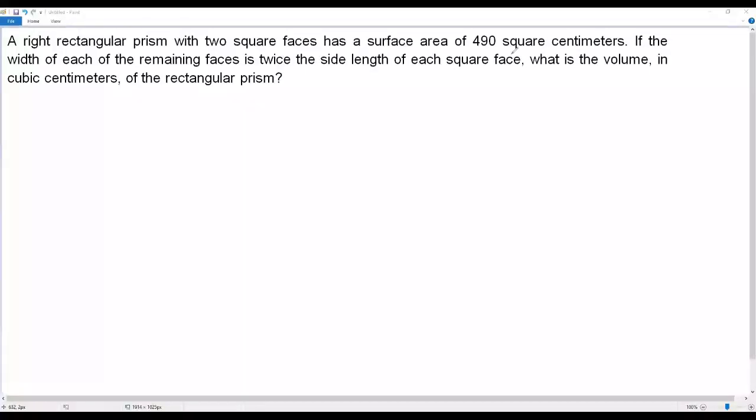Here we have a SAT math question. Okay, let's go through the information. A right rectangular prism with two square faces has a surface area of 490 square centimeters. If the width of each of the remaining faces is twice the side length of each square face, what is the volume in cubic centimeters of the rectangular prism?